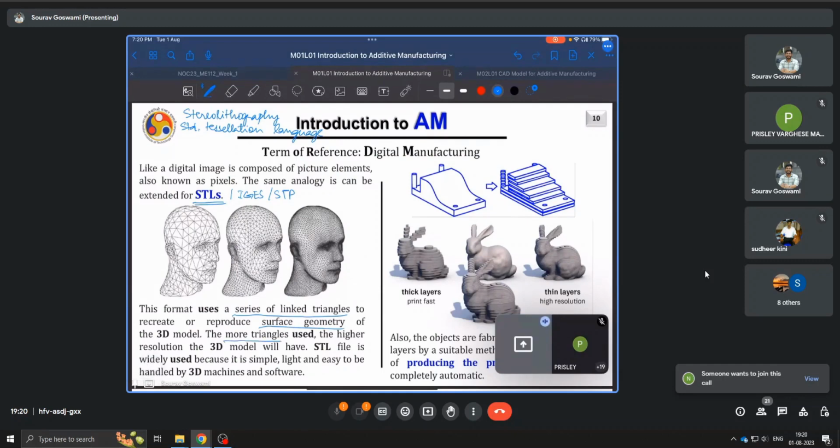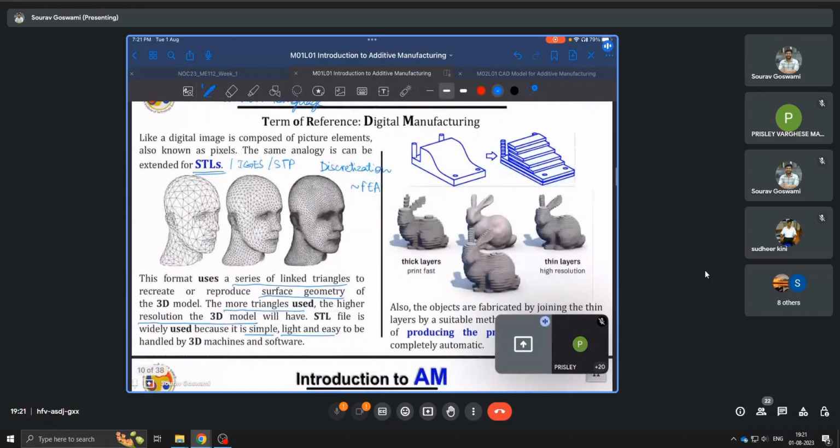The more triangles used, the higher the resolution of the 3D model. So it's like discretization of the surface. Similar to what we do in a finite element analysis. We break our domain into discrete areas or nodes where we solve our governing equations. And with proper continuity between the neighboring nodes, we have a solution that fits the entire domain. Now, STL is widely used mostly because, yeah, it's simple, light, and easy, and it has legacy support.